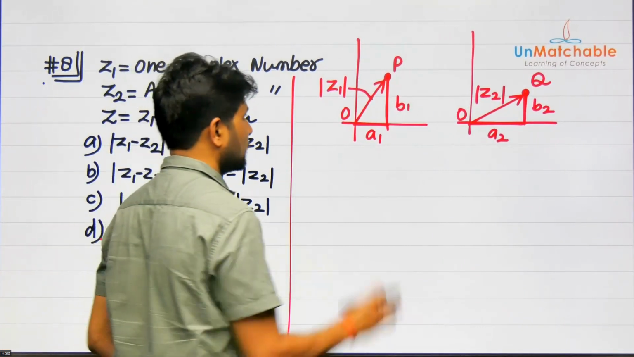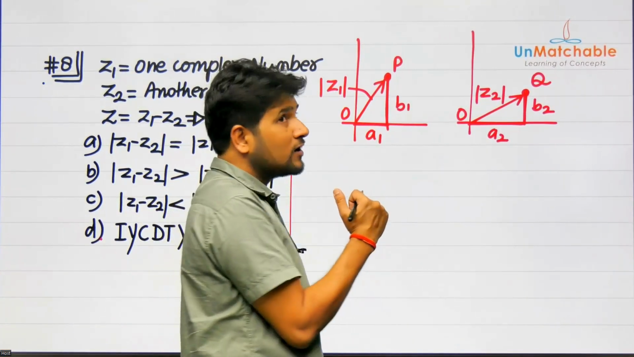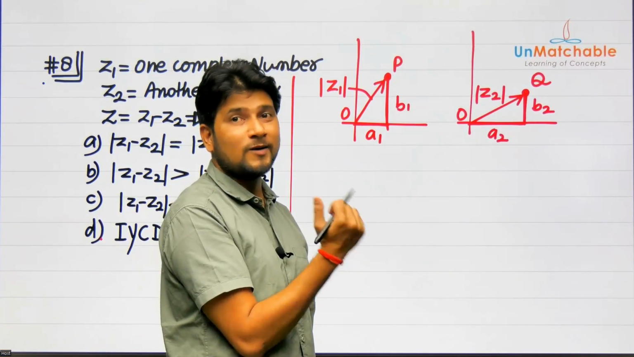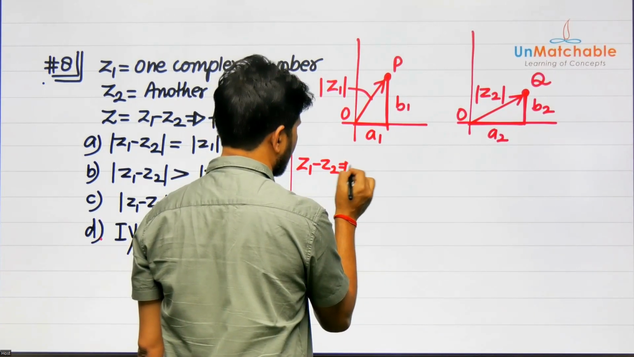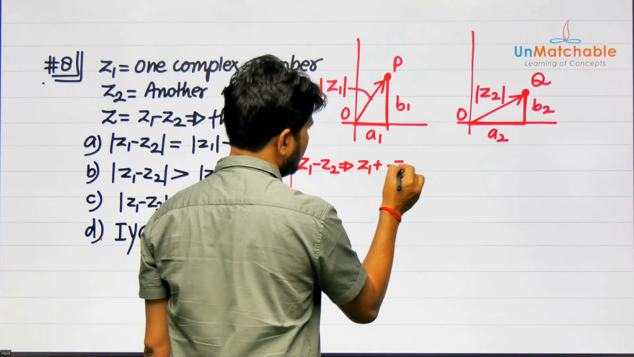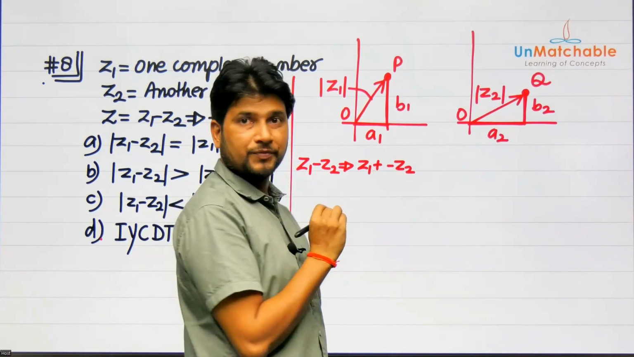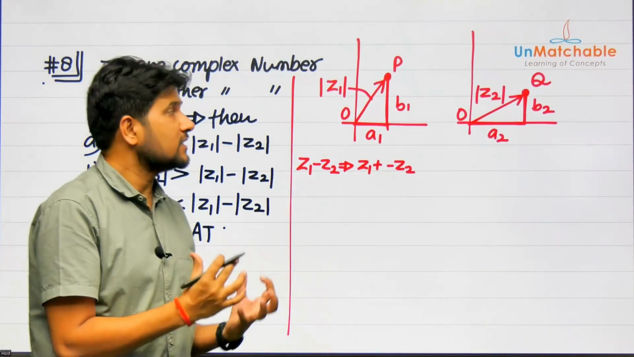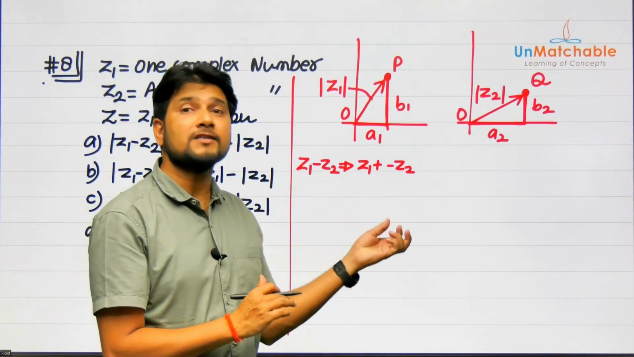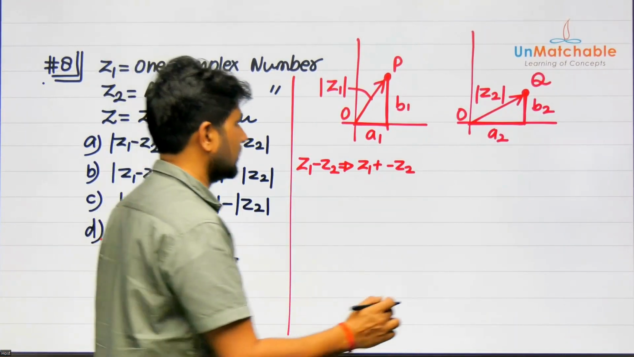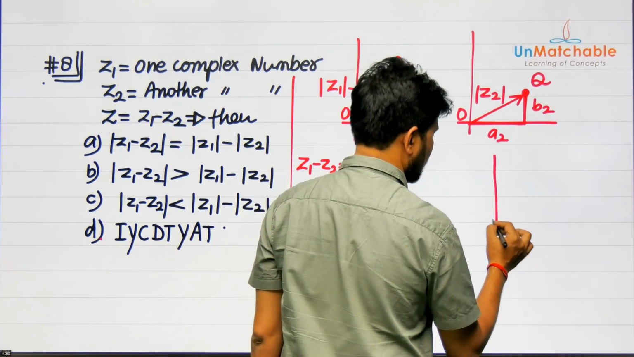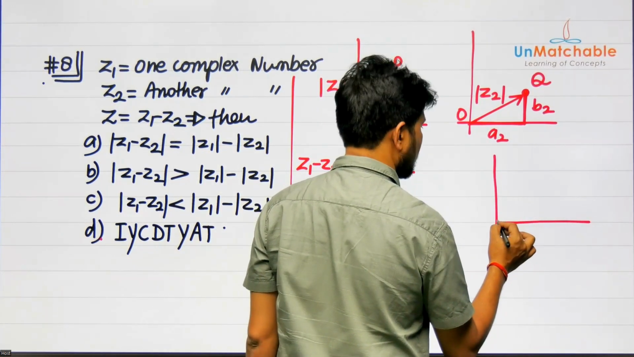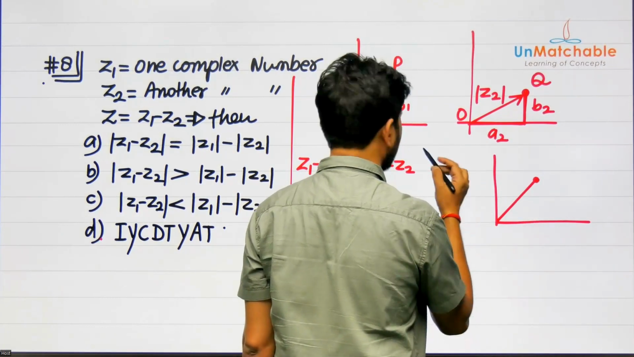Perfect. So z1 and z2, but I want to add z1 and minus z2. Actually z1 minus z2 can be interpreted as adding minus z2 into z1. डिफरेंस को आप ऐसे इंटरप्रेट कर सकते हो जैसे आप माइनस z2 को z1 में ऐड कर रहे हो. And if that is the case we are going to get z1 and then minus z2.